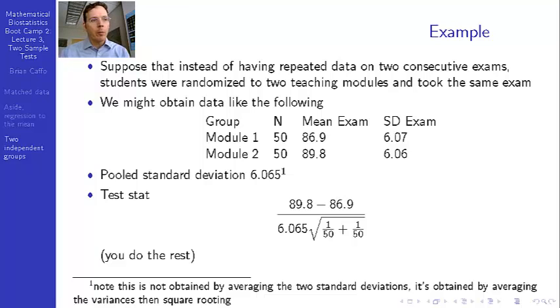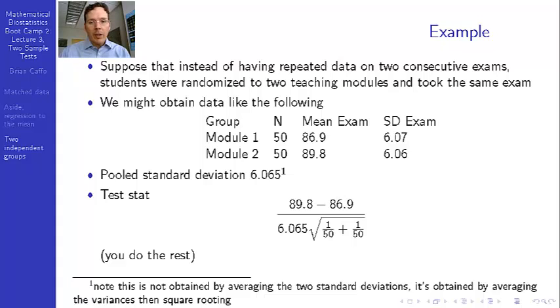And then you'll know. Okay, so here we have 2 modules that we randomized students to, 50 students in each. The mean for one was about 87, the mean for the other was about 90. We've thought it through and realized that no, there was no pairwise association. Student 1 from group 1 has nothing to do with student 1 from group 2, and so on. The standard deviations were both about 6. So here, because the n's are the same, the pooled standard deviation works out to be 6.065. Remember, the pooled variance works out to be the average of the variances, not the average of the standard deviations.